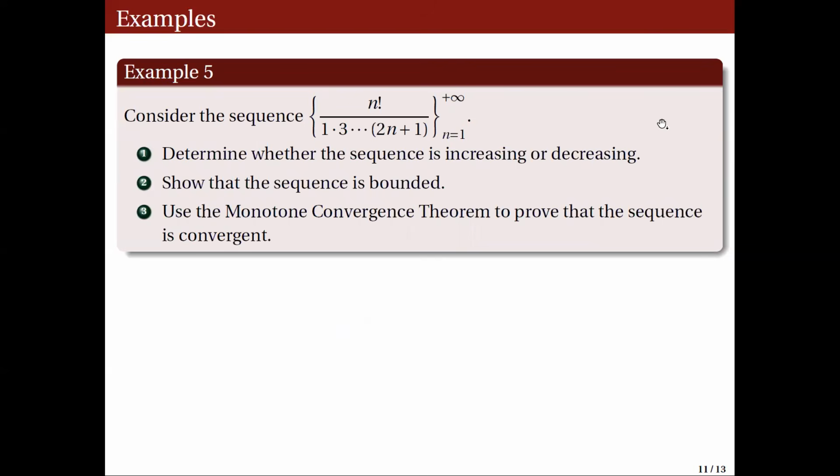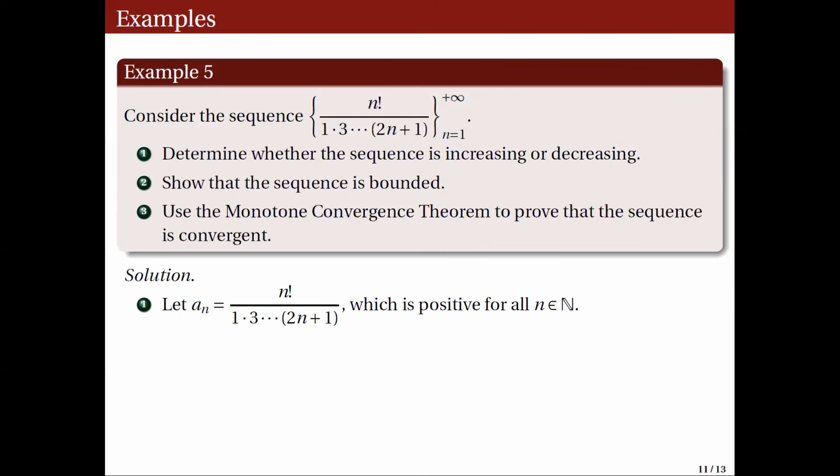So let's now proceed to our last example, which asks us to consider the sequence given by n factorial all over the product of 1, 3, and so on until 2n plus 1, from 1 to positive infinity. So first, let's determine whether the given sequence is increasing or decreasing. So first, let's define a sub n to be n factorial over the product of 1, 3, and so on until 2n plus 1, which is positive for all positive integers n.